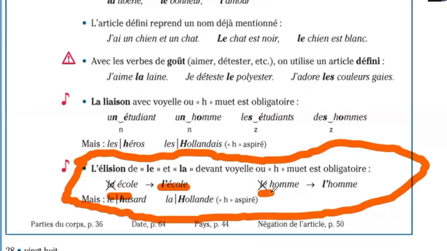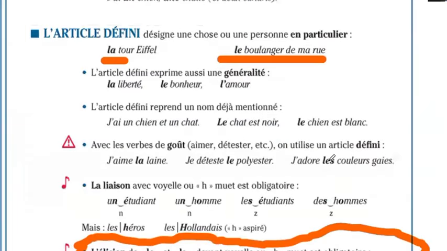So if you have le on, it becomes what? L'on. Because of this vowel and silent H you find in front of that particular noun, those E's have to give way. So that is the key thing to note as far as those articles are concerned.